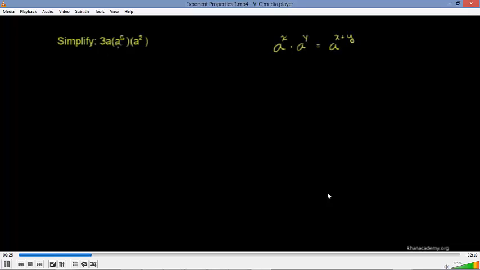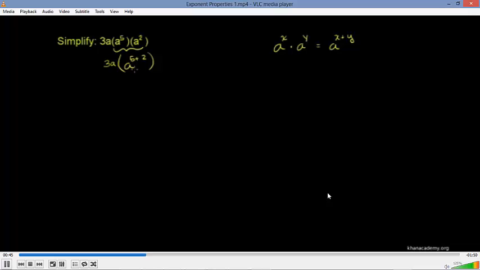Let's start with the a to the fifth times a squared. If we apply this property, this will result in a to the 5 plus 2 power. So that's what those reduce to, or simplify to. And then, of course, we still have the 3a out front.